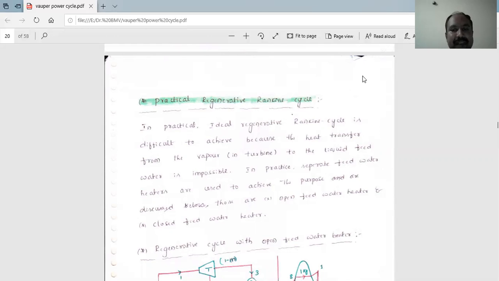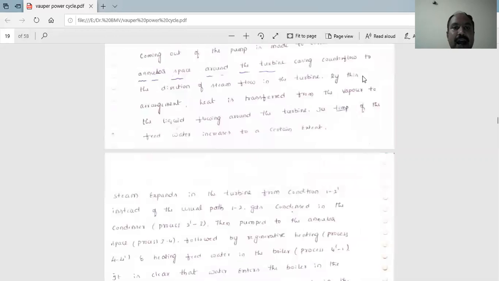What are those two methods? The first is the open feed water heater, and the second is the closed feed water heater. What is the complicated phenomenon existing in the ideal regenerative Rankine cycle? Let me discuss this ideal regenerative cycle once again.